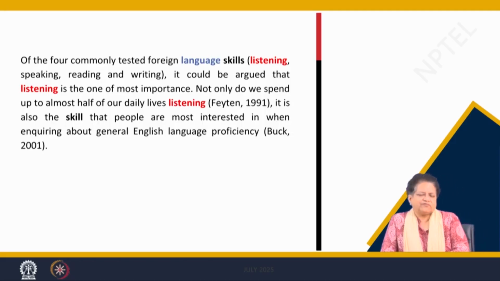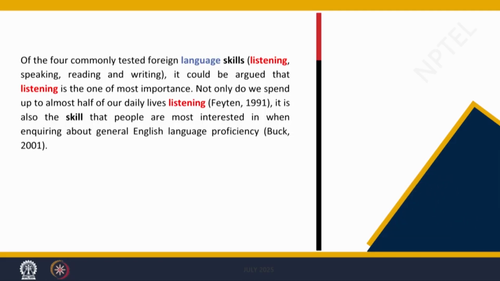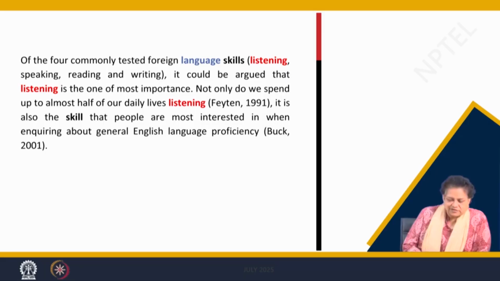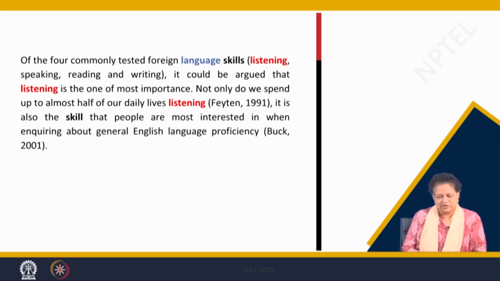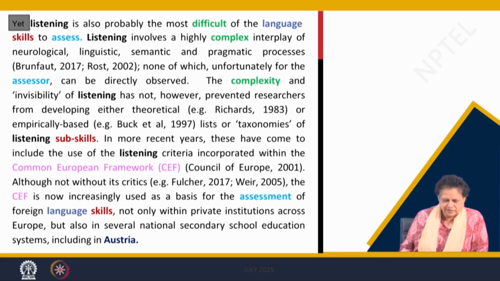So, of the 4 commonly tested foreign language skills, that is LSRW, listening, speaking, reading and writing, it could be argued that listening is one of the most important. Not only do we spend up to half of our lives listening, which Feyten found out in 1991, it is also the skill that people are more interested in when inquiring about general English language proficiency. This is a quotation by Buck in 2001.